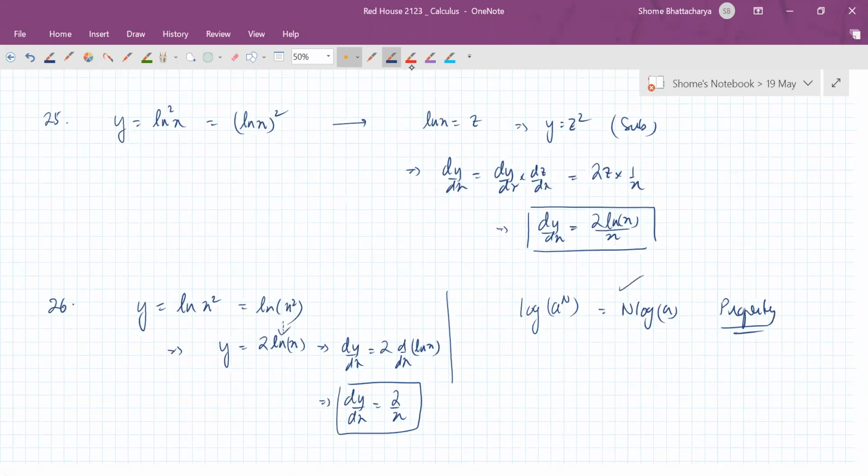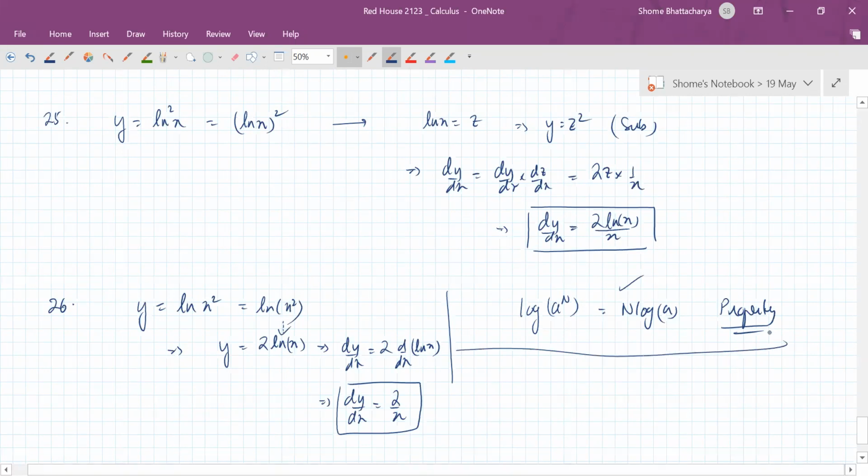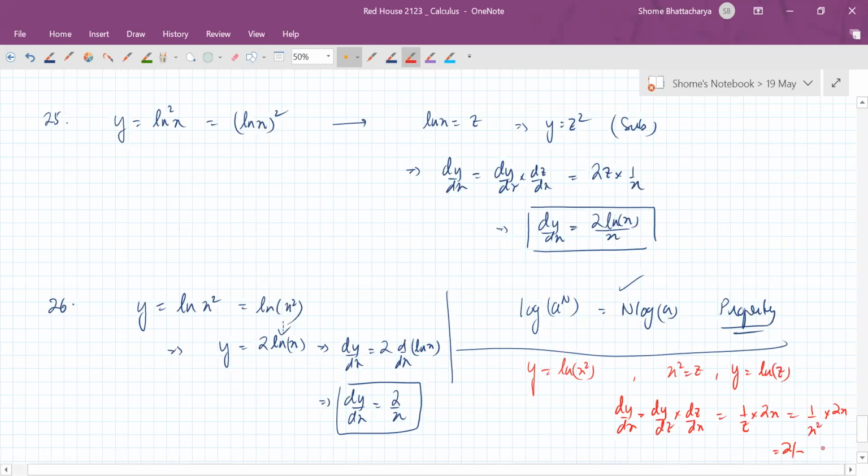Or alternately, if you don't want to use this property, it will be a little more lengthy, but you can still do it by chain rule. Take x square as z. So y becomes ln z. So dy by dx becomes 1 by z into 2x. That is 1 by x square into 2x. That is 2 by x. You can see that this is the same as this.